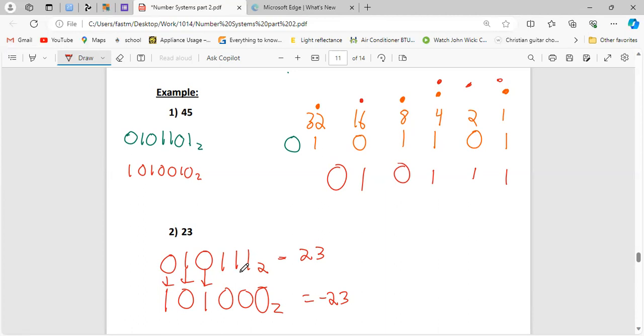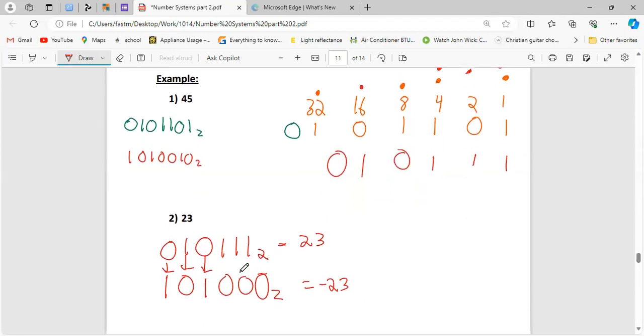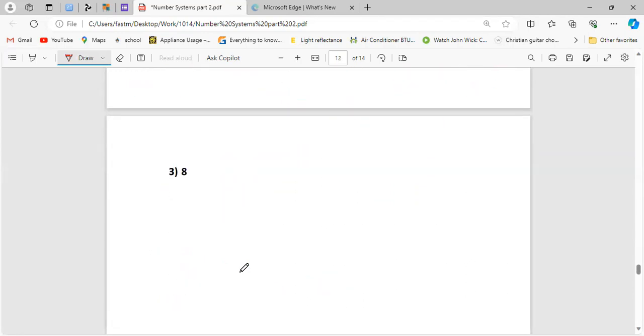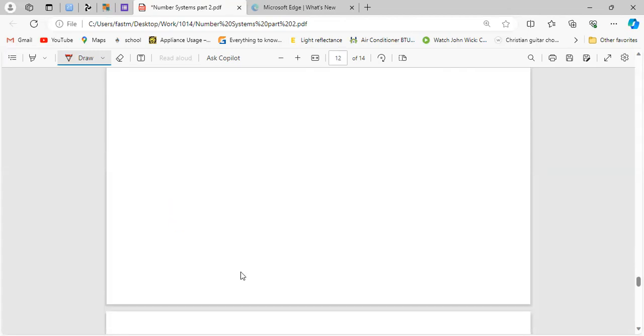There's the ones complement of it. Yeah, so just be careful when you're doing it. Yeah, they have to tell you what system you're in. Yeah? And the same thing for 8. For 8, it'll be the same idea. Right? So you can try that one and I'll send it to you.